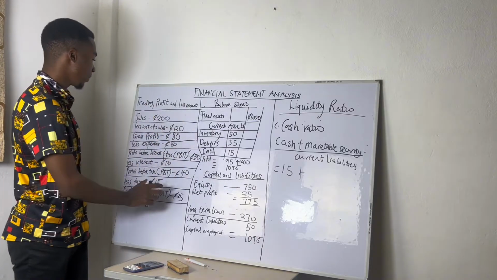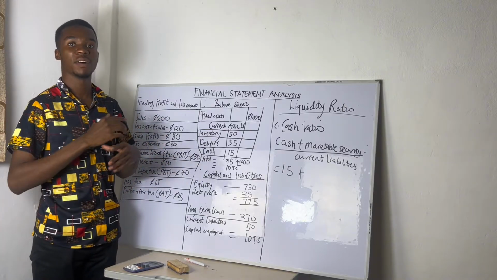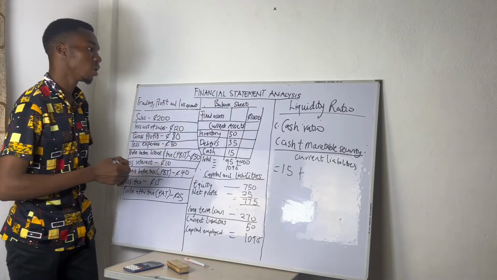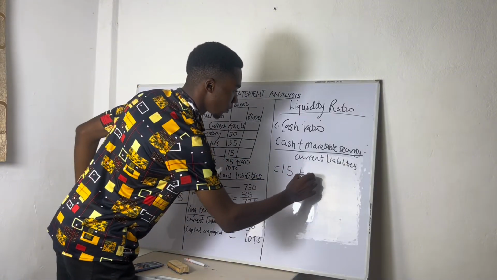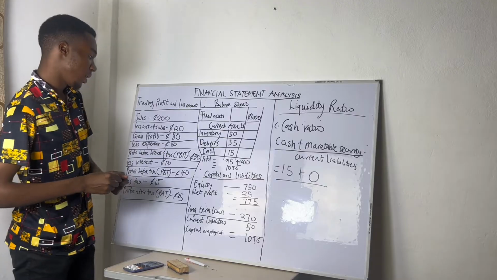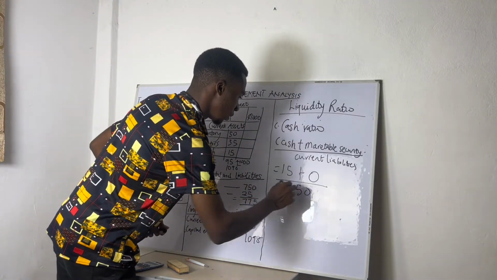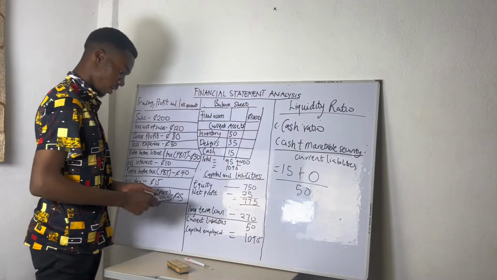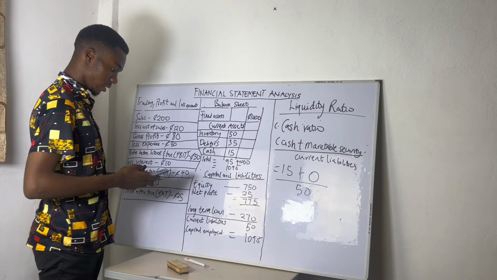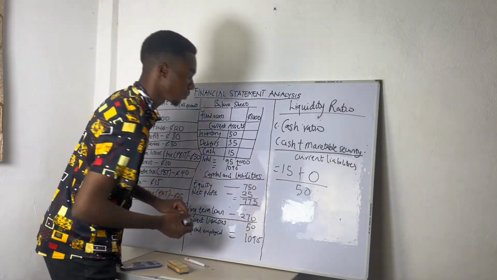But for the values we have here, they didn't give us the marketable securities. They didn't give us any value for treasury bills as well. So we can say it's 0 since we don't have it in the values. And the current liabilities is 50. So let's do it on the calculator. We have 15 plus 0 over 50, and we have 0.3.